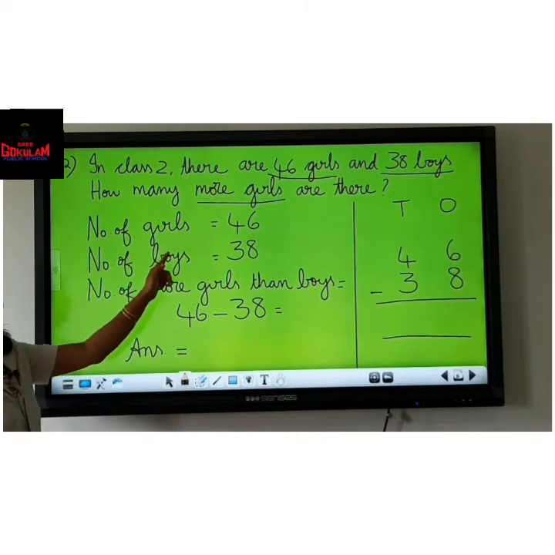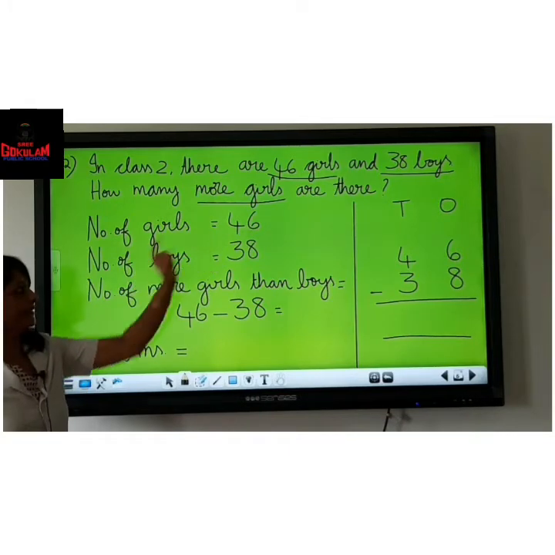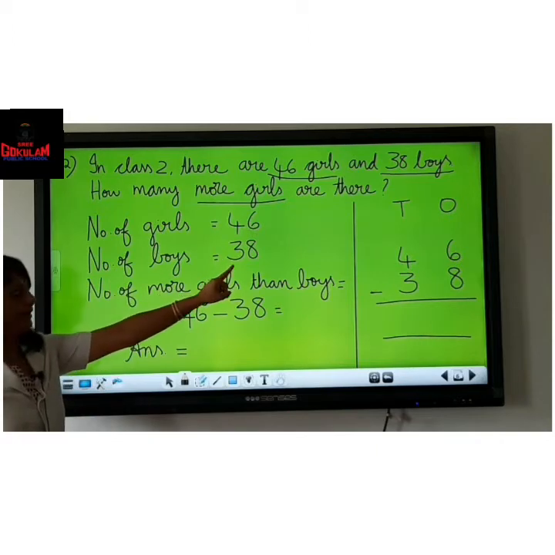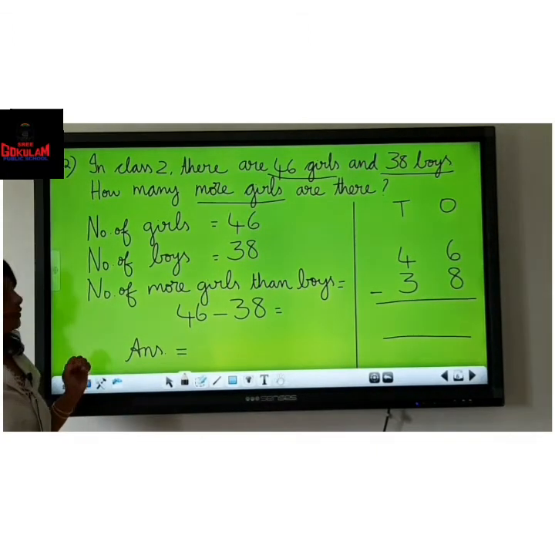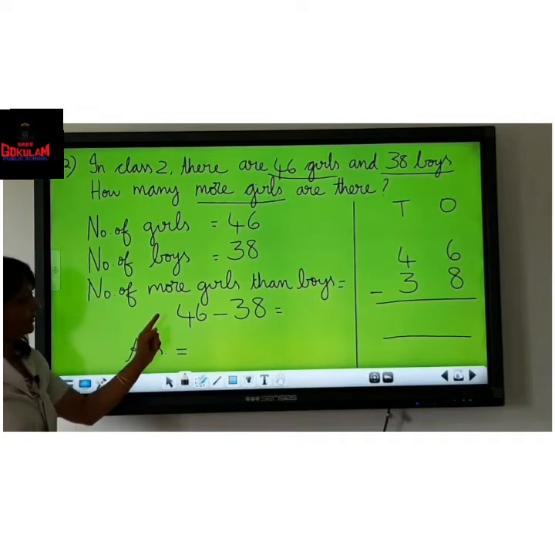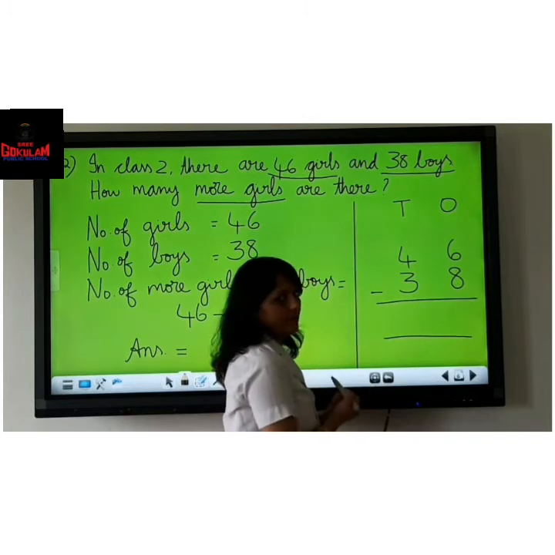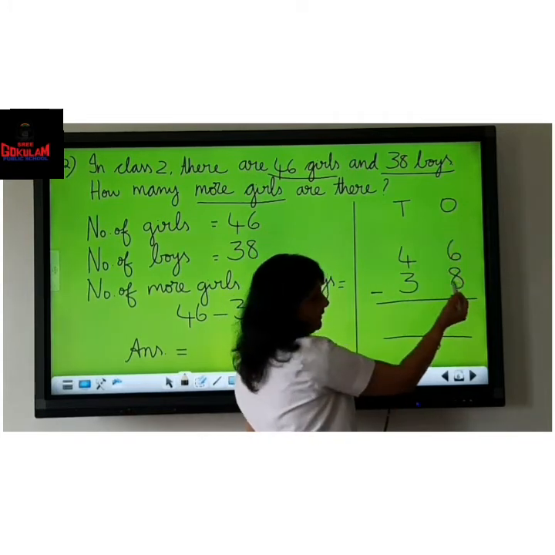We have number of girls. We have to write the statements. Number of girls, 46. Number of boys, 38. How to find out how many more girls are there than the boys? We have to find the difference, or we have to subtract and find out. Subtract 38 from 46. Let us find out 46 minus 38. Begin from the ones place.